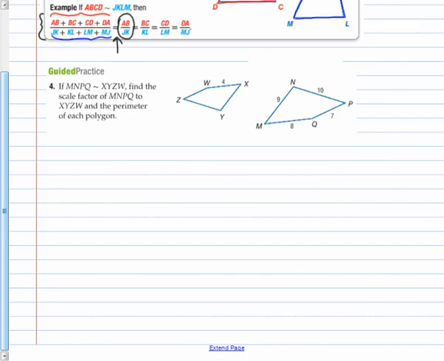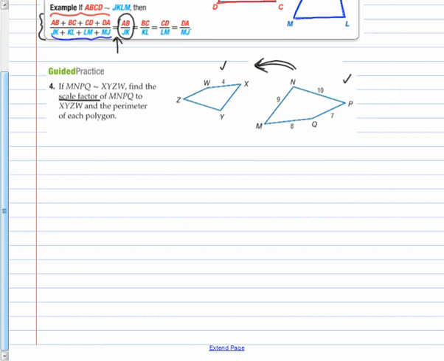If MNPQ, the one on the right, is similar to XYZW, the one on the left, so they happen to be going in this order, right to left. Find the scale factor of MNPQ to XYZW. So the scale factor, and again, I'm going right to left to make sure I keep that same order.